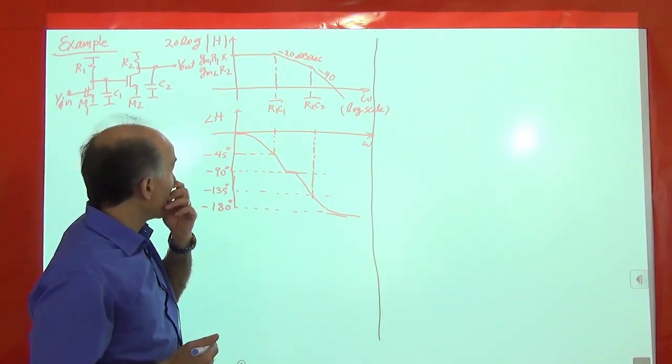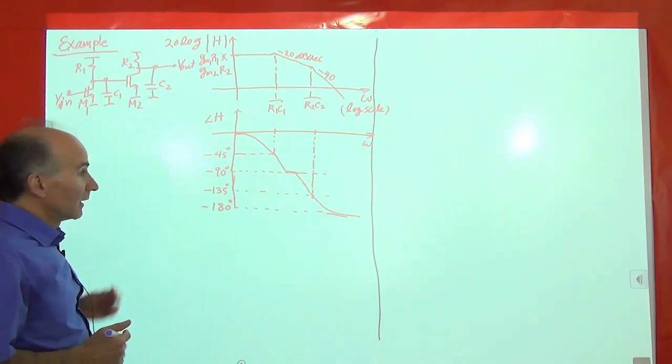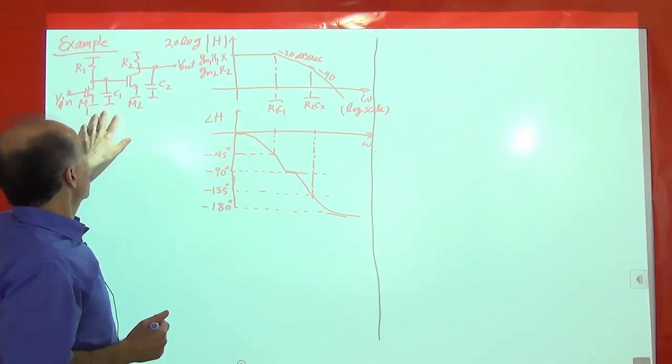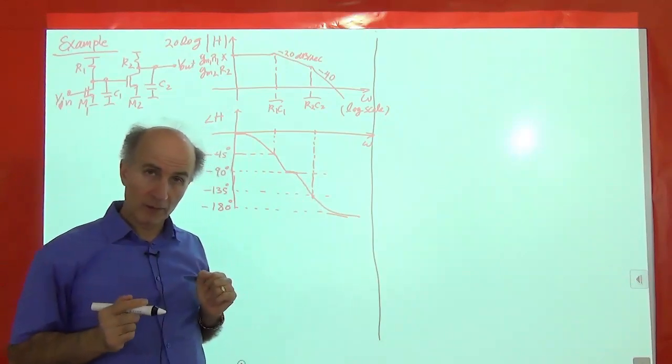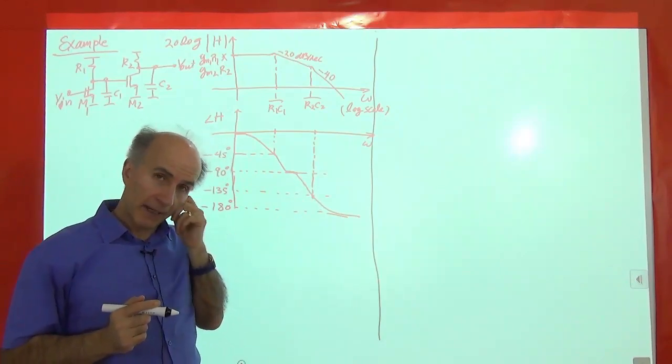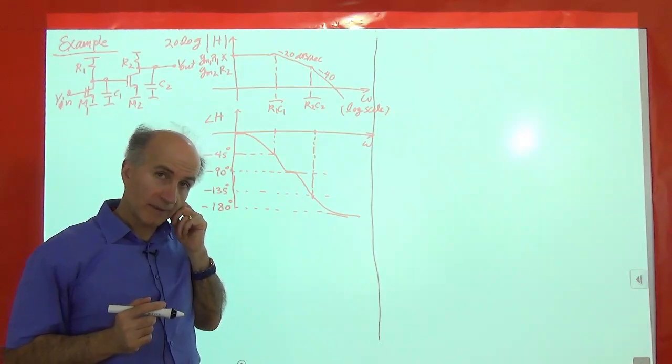Okay, so this is an amplifier that I buy, a feed-forward amplifier, an open-loop amplifier. If I place this in a feedback loop, will the system oscillate?